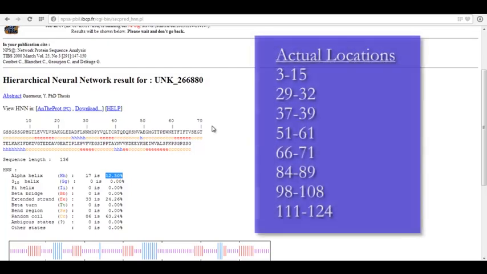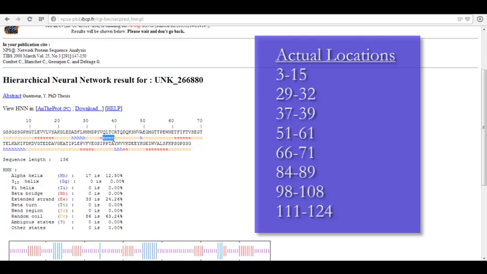The actual first beta strand goes from amino acid 3 to amino acid 15, and that would be right around here. So it sort of missed the location. It kind of got one, but not quite in the right location. It sort of predicted one in the vicinity. The second goes from 29 to 32, and that would be here. And it actually predicted alpha helix there, so it missed.